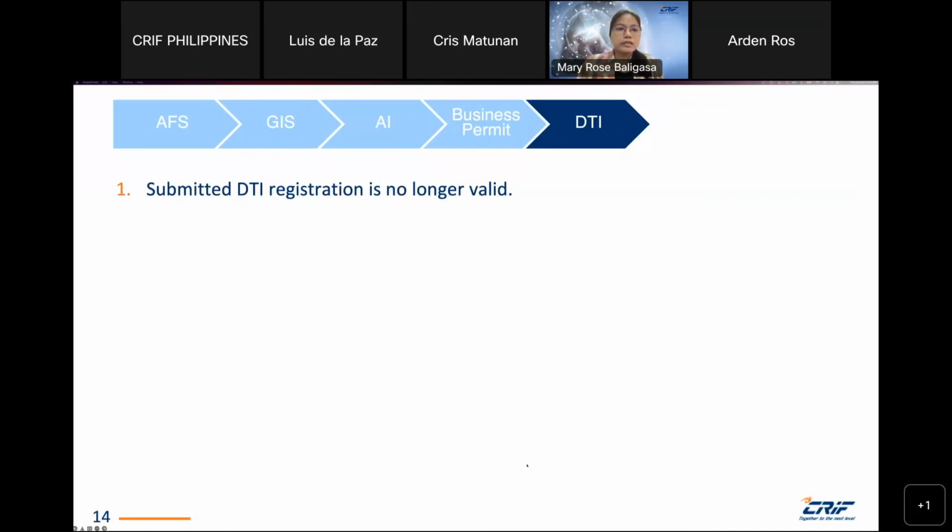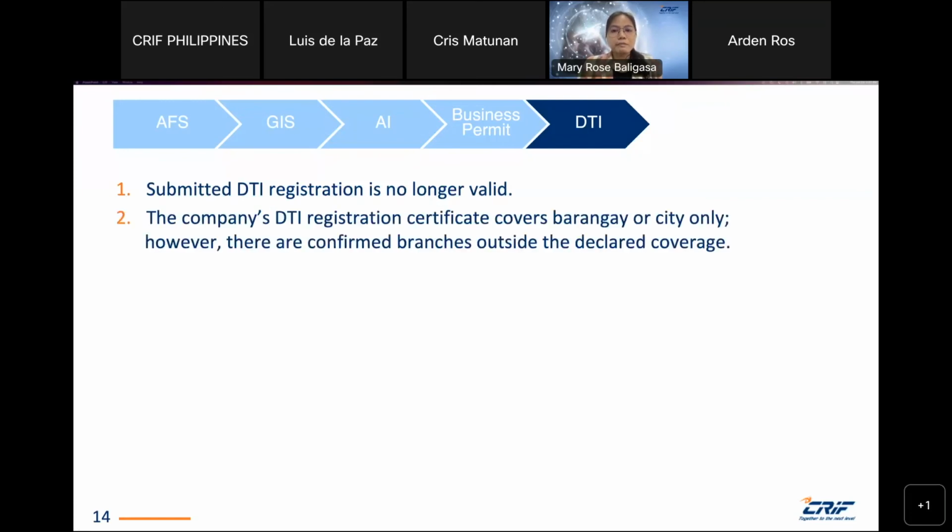So number 1, the submitted DTI registration is no longer valid. Please take note that DTI registration is only valid for 5 years. So for sole proprietorship, they need to renew every 5 years.